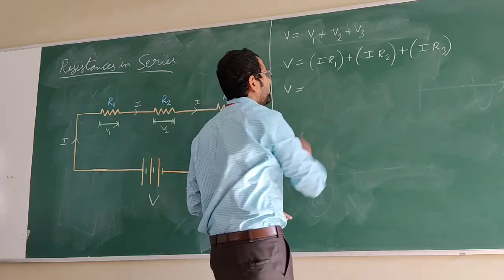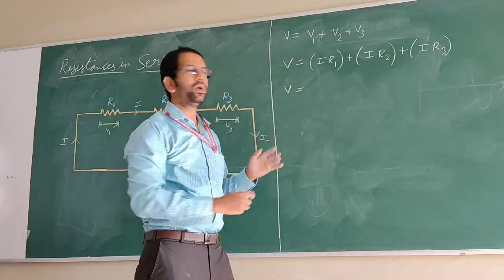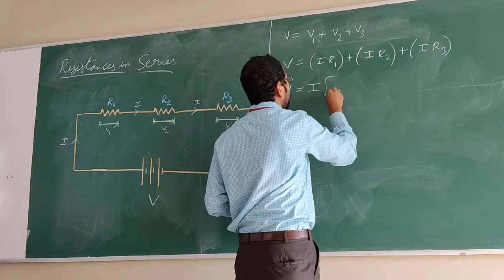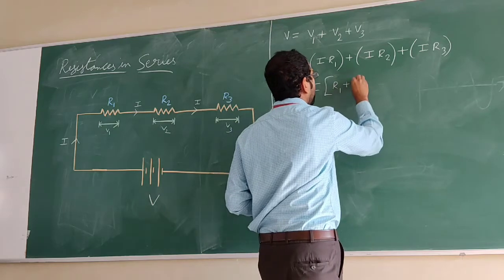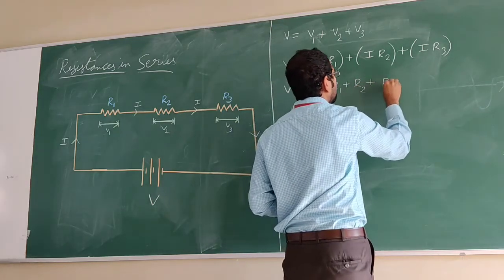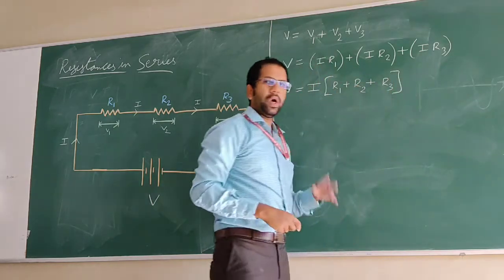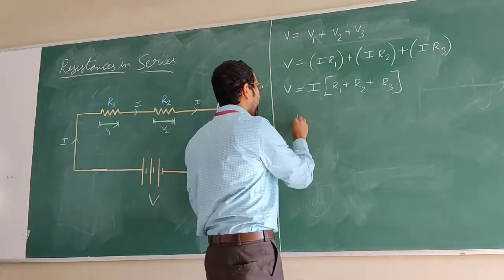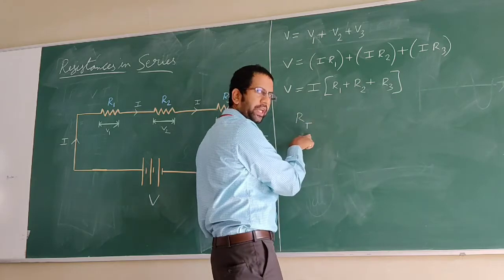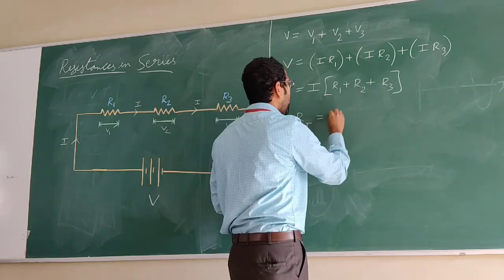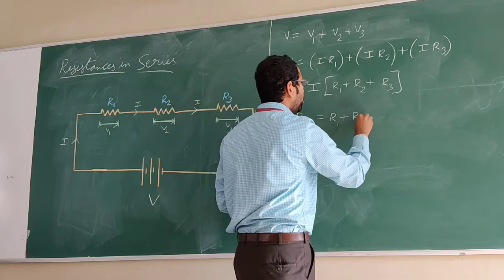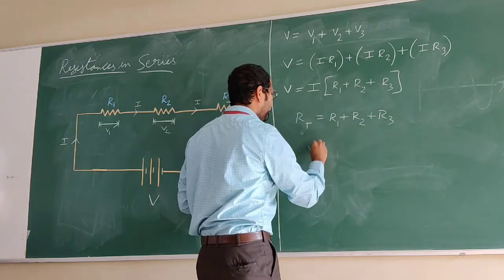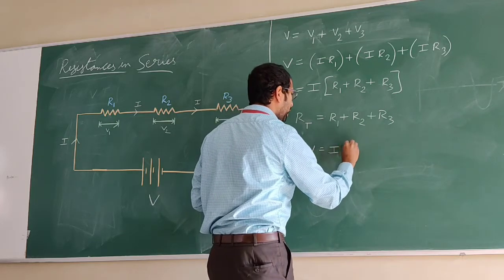Now there is something common: the common thing is I. So write I outside and take this: R1 plus R2 plus R3. Now R1 plus R2 plus R3 can be taken as the total resistance, RT. Total resistance RT is equal to R1 plus R2 plus R3. Therefore, V is equal to I into RT.